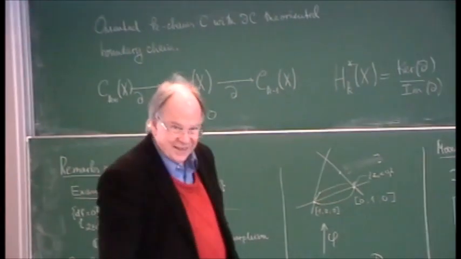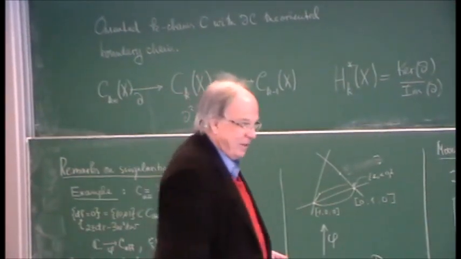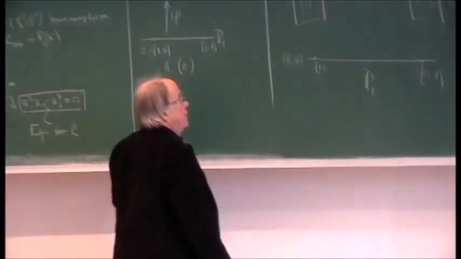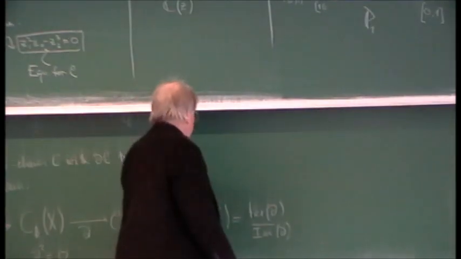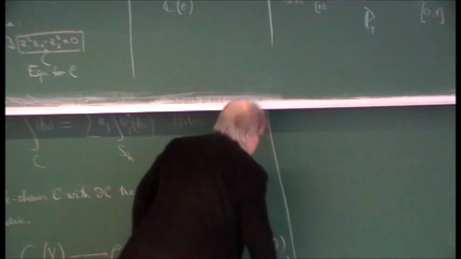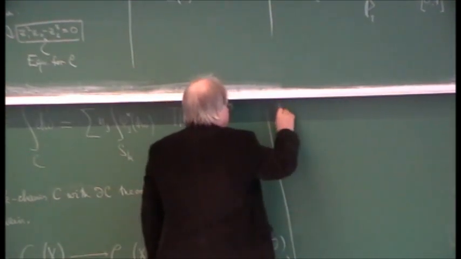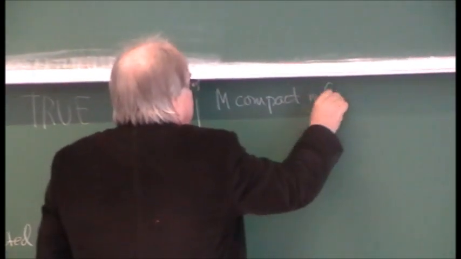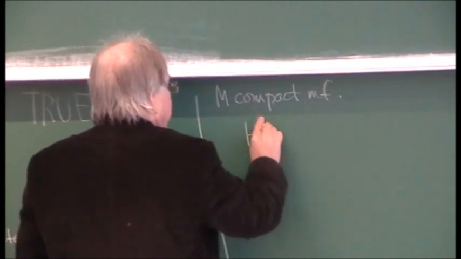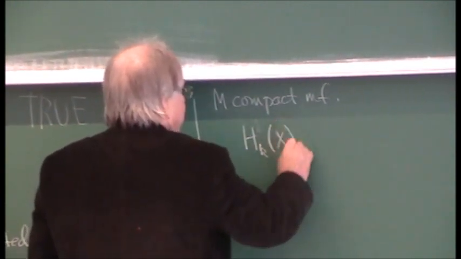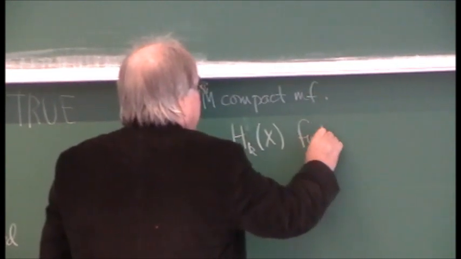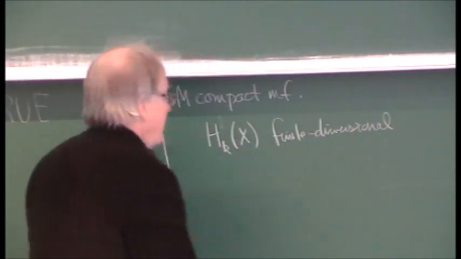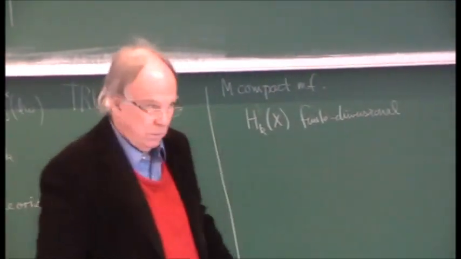Now, I mean, so what? Right? This doesn't help you very much at all. But you start proving theorems. It's a good object when you start proving theorems about it. And one, well, for M a compact manifold, then all of the homology groups are finite dimensional. So all of them.